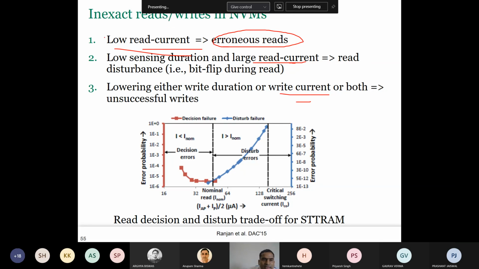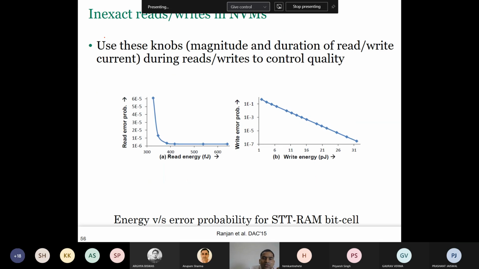But at least you get the idea, right? Whenever we are writing something or reading something, we need a minimum amount of read current or write current, or minimum duration of read or write current. So what we can do, we can use these knobs to control the quality. Suppose we are writing the LSB part. In LSB, it is okay to introduce errors. So while writing the LSB, we will not apply full read current. We will not apply full write current. So some errors will be introduced.